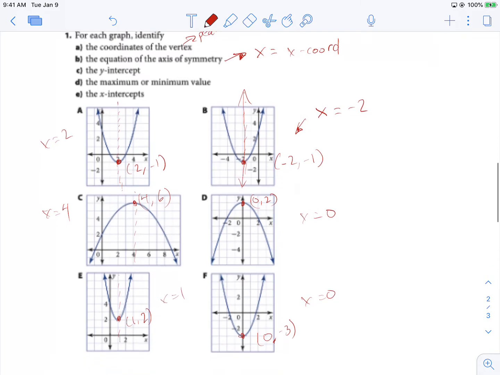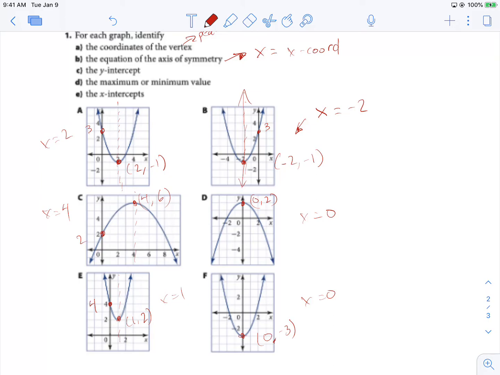The y-intercept, where does it cross? This one would cross at 4. This one would cross at 2. This one looks like it crosses at 3. This one looks like it crosses at 3. This one crosses definitely at 0, and that one crosses at 0.